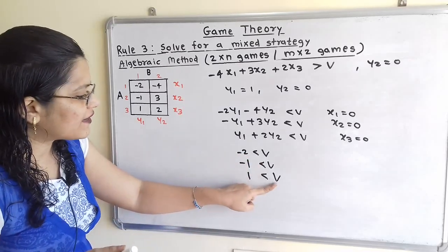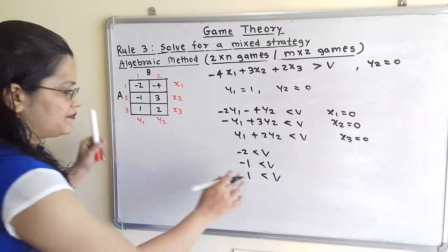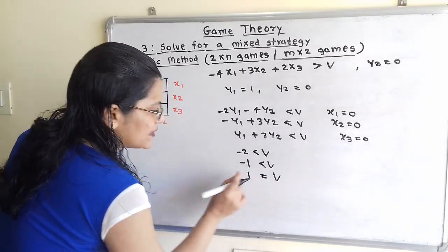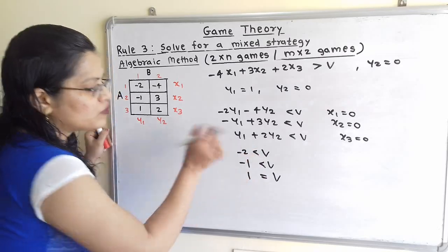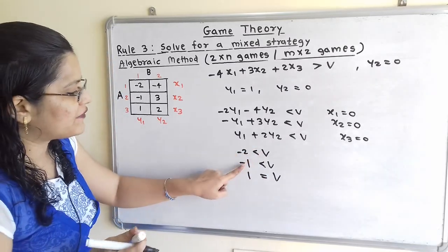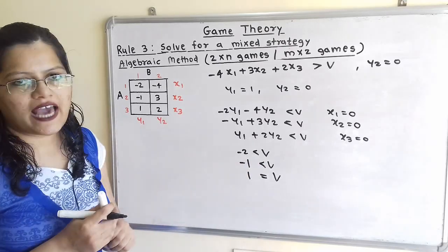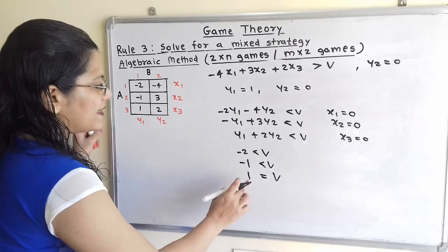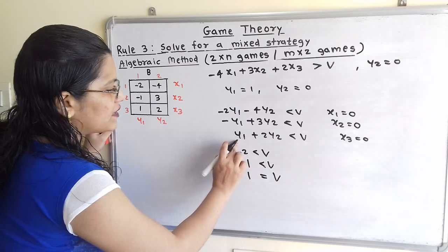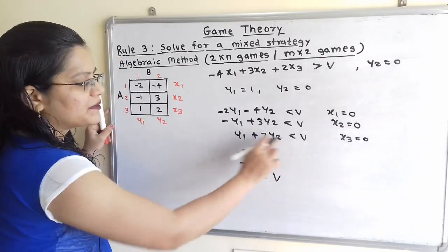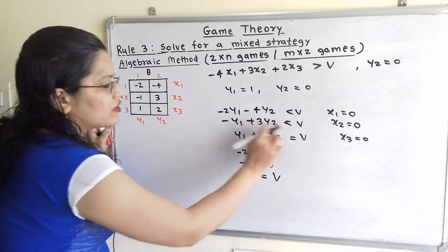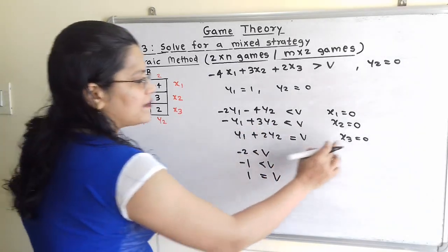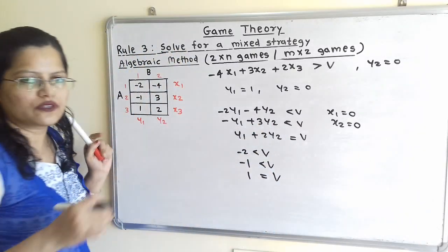So if I take V is equal to 1, then what is happening? Suppose V is equal to 1, then the above two statements, that is minus 2 less than V, minus 1 less than V, these are correct. So for this case this theorem is not applied and I will write here is equal to V. Because this theorem is not applied, that means here x3 is not 0.